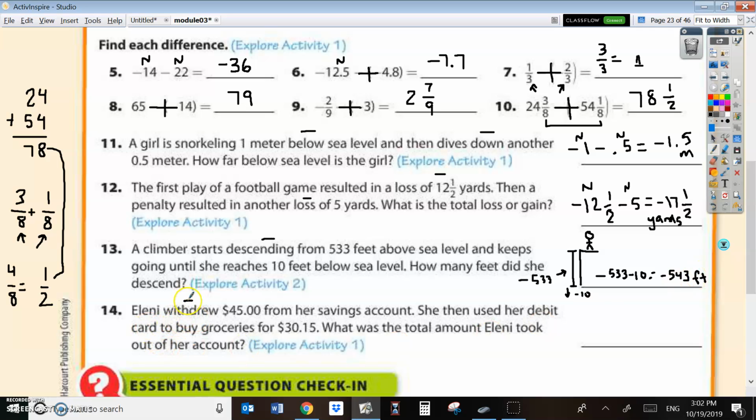Eleni withdrew negative 45 from her savings account. Then she used her debit card to buy, buy is also negative, for $30.15. What was the total amount Eleni took out of her account? So 45.00 and then 30.15. Okay, these are both negative though, so you need to do same signs, add and keep. Looks like negative $75.15.